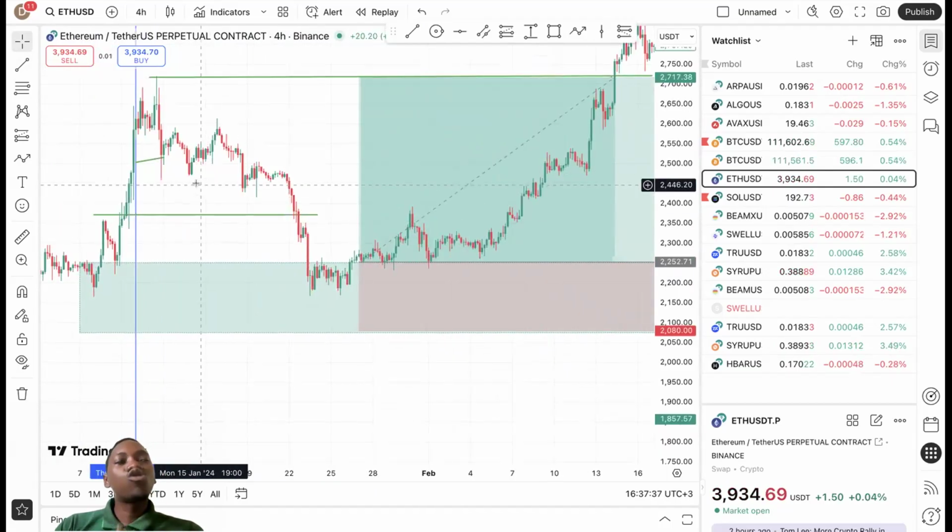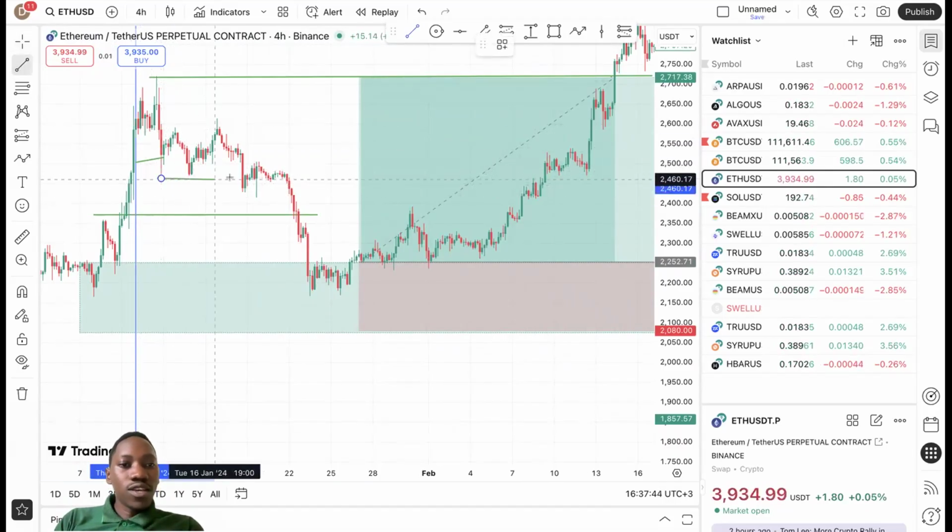Now, if you don't appreciate top-down analysis, you could rush to think, hey, the market is going down because you've read your break of structure. This was the previous low. It was broken here.